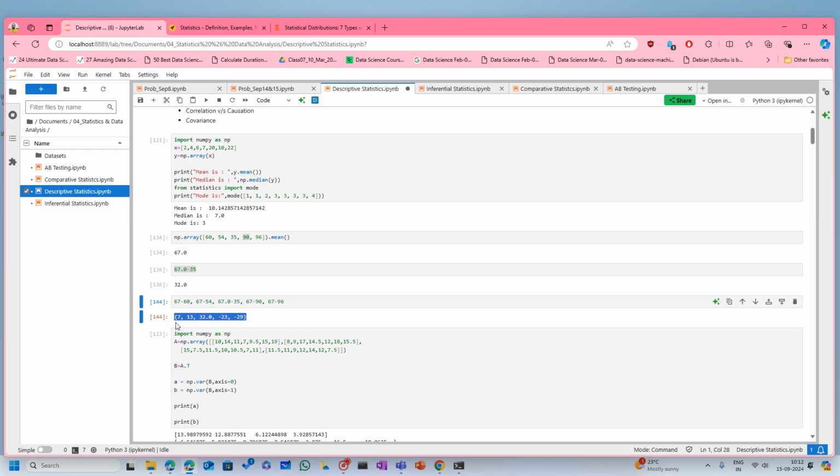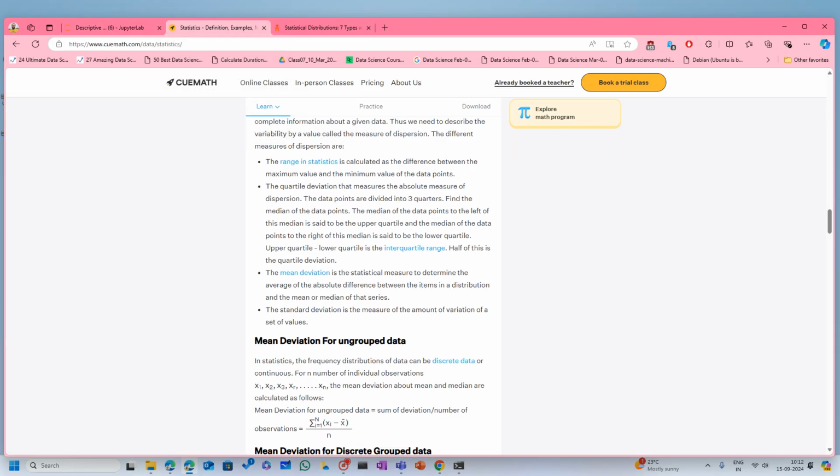So this variation, this spread of values is called variance. There is a huge difference between the values. Someone has a difference of positive 29, someone has a difference of minus 7. Whatever the differences are, this is called variance, and if you take the square root of that, you get the standard deviation.